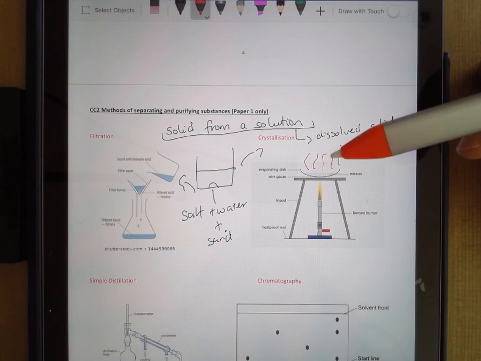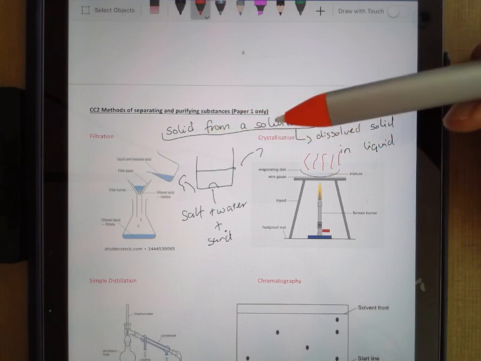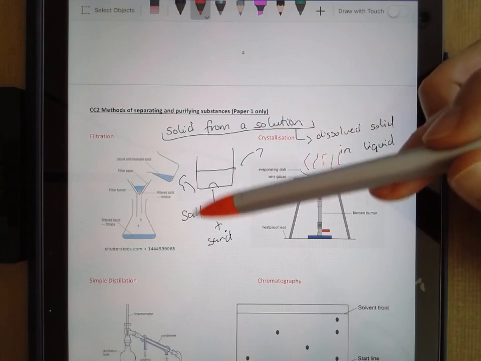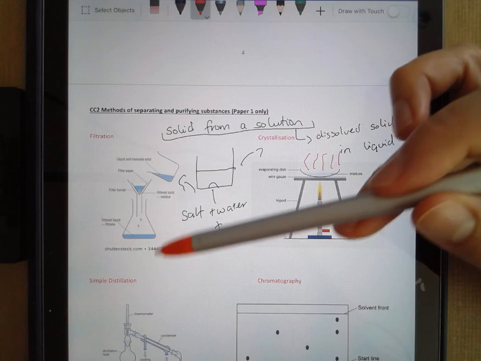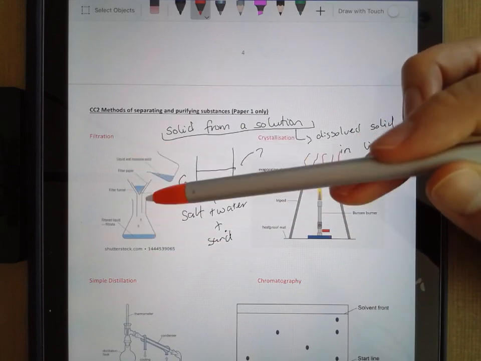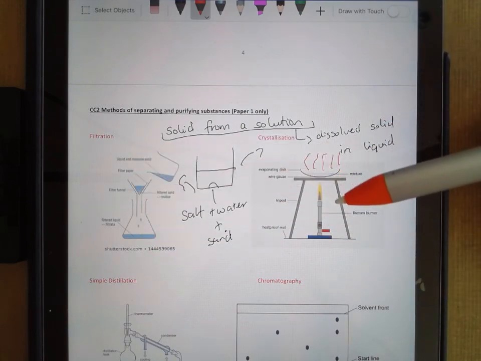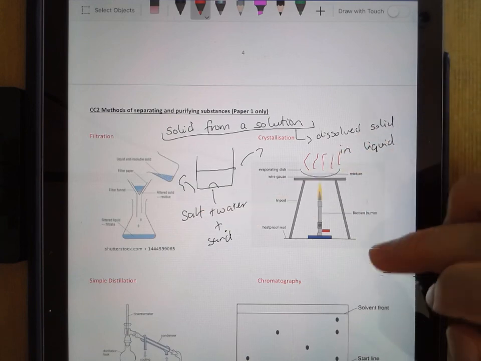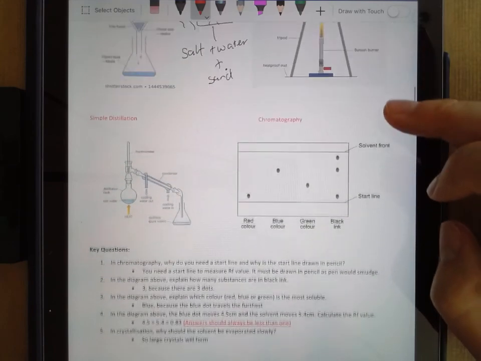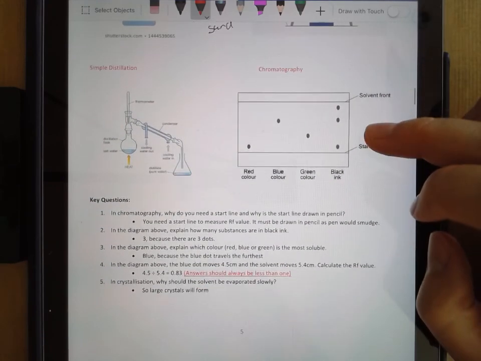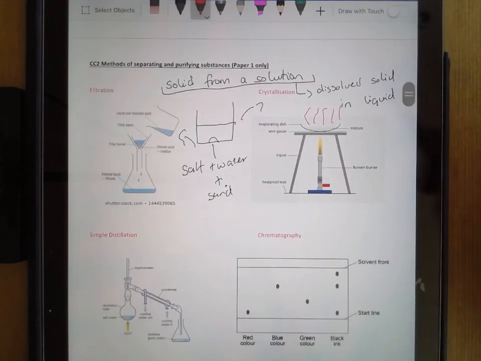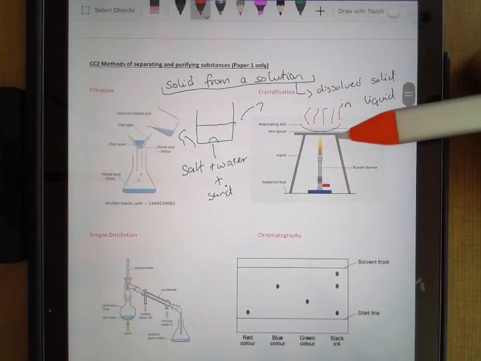Okay, so you have got a solid and a solution. To separate the salt out, you first need to remove your insoluble solid. You're going to use filtration. Then you're going to use crystallization, heat the water, evaporate it. You're just left with your salt. Another method, simple distillation. Okay, so if we look here at our crystallization, and I had salt and water.